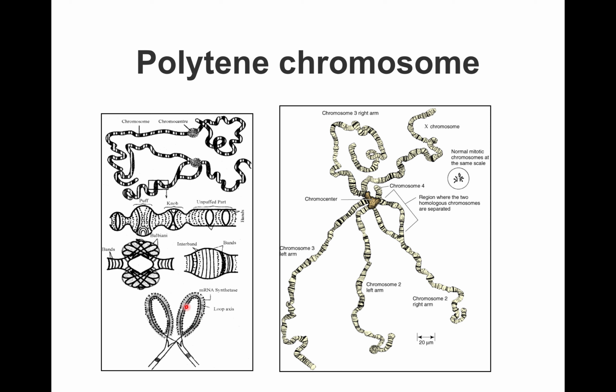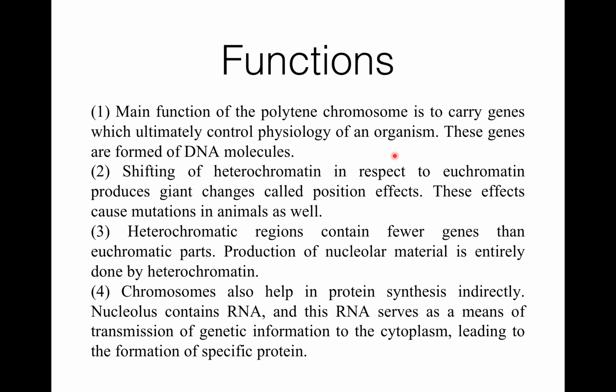So how is this replicated and how is mRNA synthesized on the loop? The main significance of polytene chromosomes is that gene transcription can occur on them, and they provided the first evidence that gene activity is regulated at the level of mRNA synthesis. Thank you.